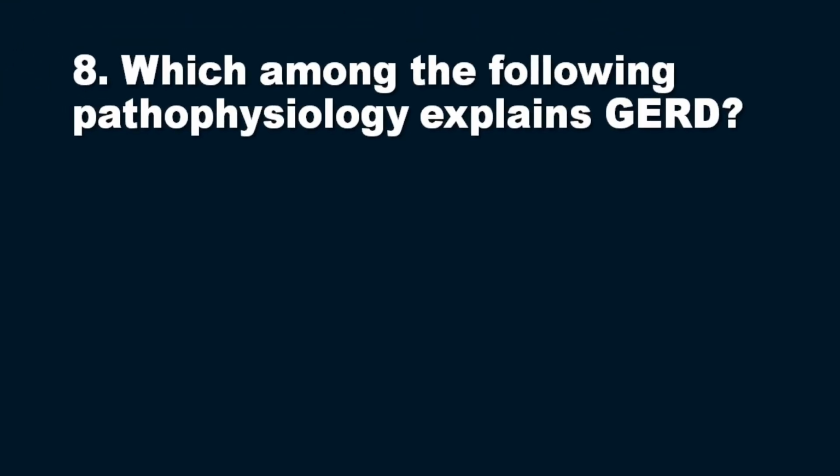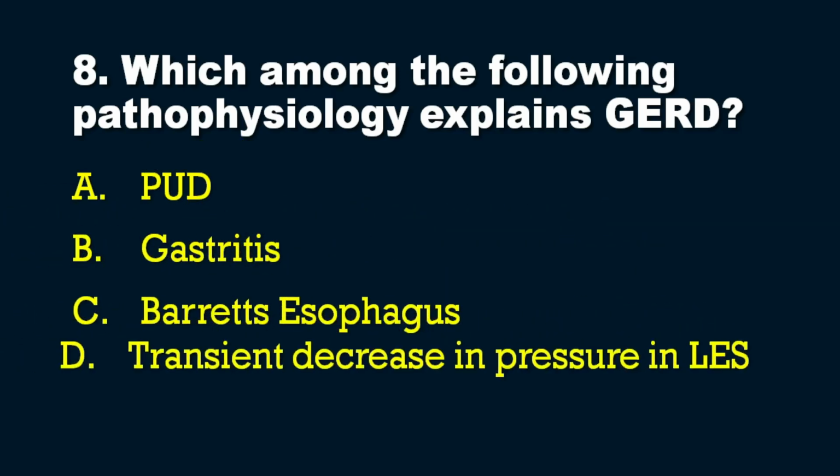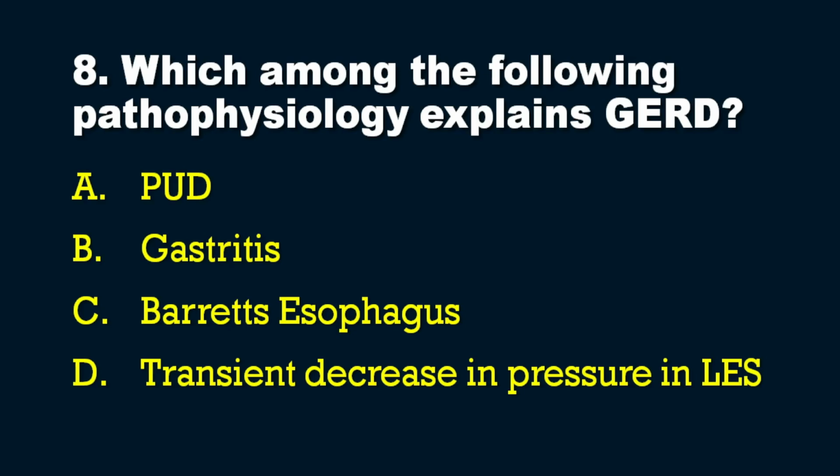So moving on to the 8th question from our series: which among the following pathophysiology explains GERD? So what is GERD? Gastroesophageal reflux disease. I am giving you some options, and from them you have to find out what pathophysiology underlies the development of GERD. The first one is PUD, that is peptic ulcer disease. Option B is gastritis. Option C is Barrett's esophagus, and option D is the transient decrease in the pressure in LES, that is the lower esophageal sphincter.